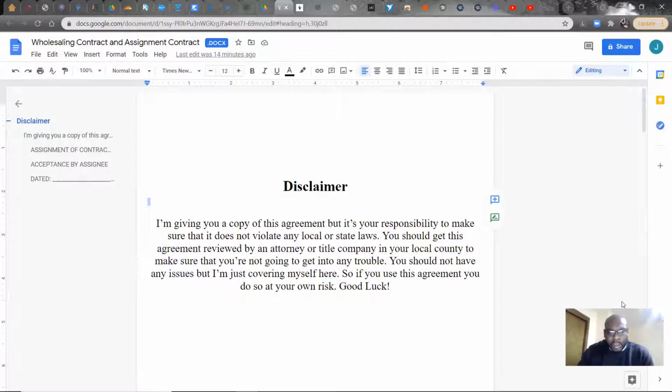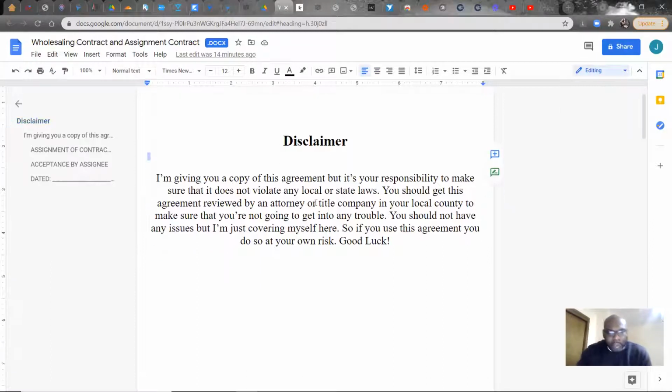Here we go. This is just a disclaimer at first, saying I'm giving you a copy of the agreement, but it's your responsibility to make sure that it does not violate any local or state laws. You should get this agreement reviewed by an attorney or title company in your local county to make sure that you're not going to get into any trouble. You should not have any issues, but I'm just covering myself here.